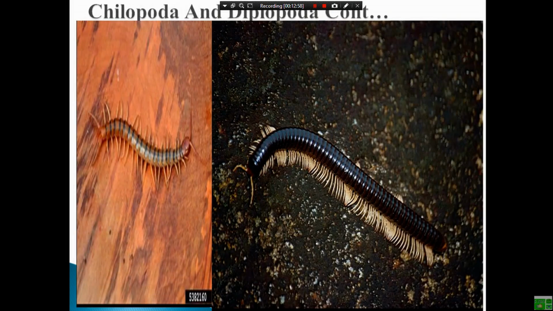This is how Chilopoda and Diplopoda look. Sorry for the non-chronological order of the slides. The first one is a centipede, the next one is a millipede.